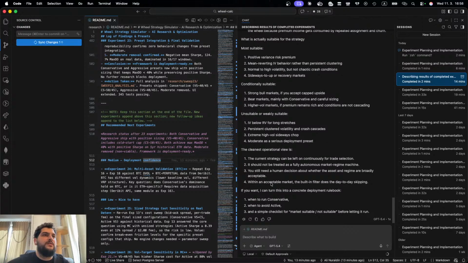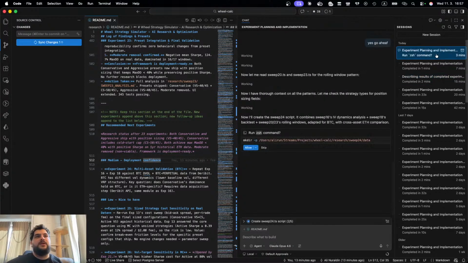The cleanest operational view is the current strategy can be left on continuously for trade selection. It should not be treated as a fully autonomous market regime machine. You still need a human decision about whether the asset and regime are broadly acceptable. The built-in filter does the day-to-day skipping. If you want, I can turn this into a concrete deployment rulebook: when to run conservative, when to avoid active, and a simple checklist for market state.